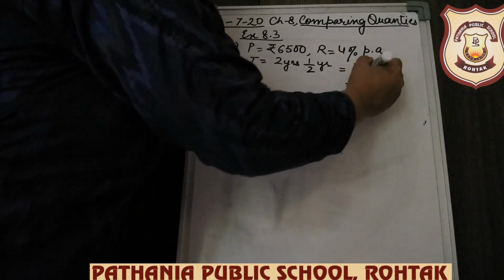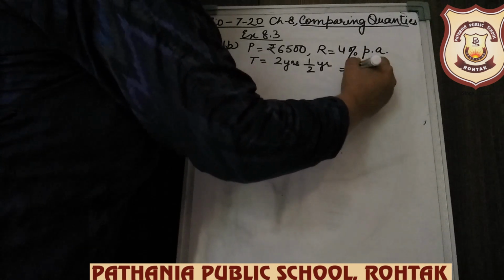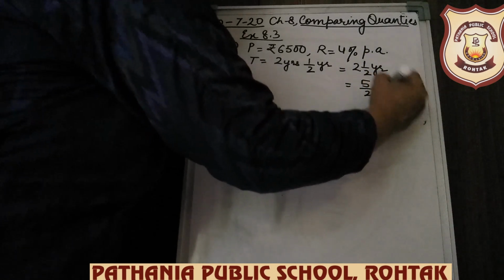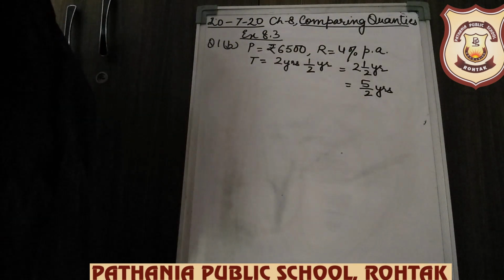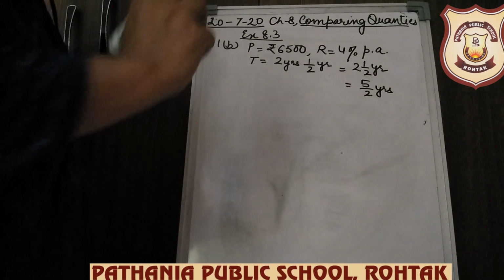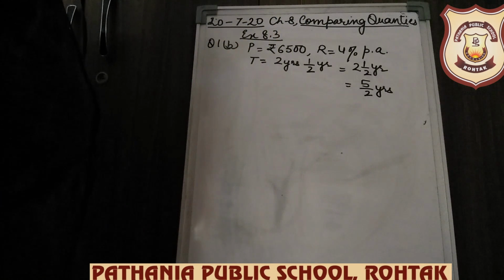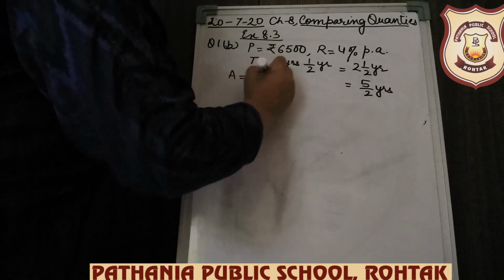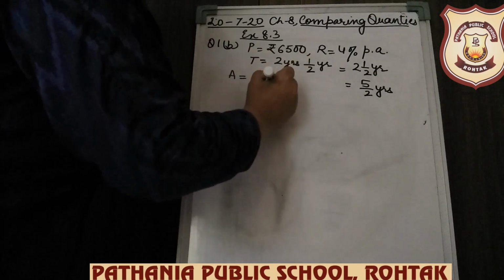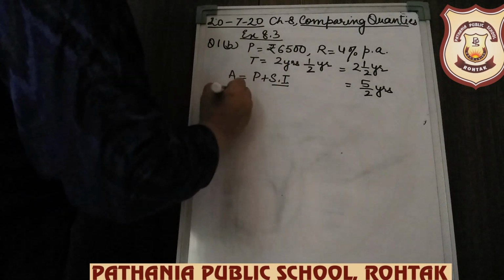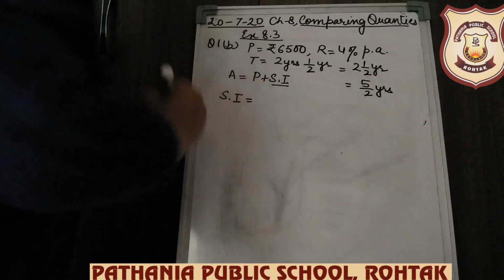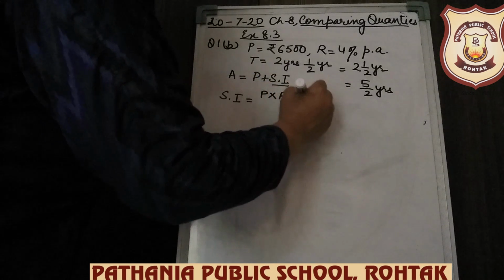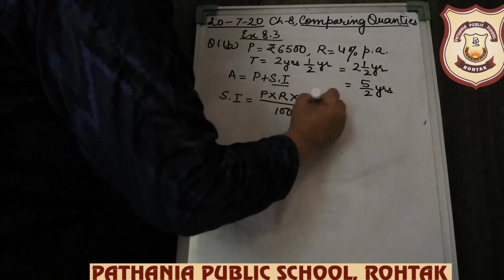So convert this mixed fraction to improper. 2 2s are 4 and plus 1, 5/2 years. This is the time. Is it clear to everyone now? You have to calculate the amount. So amount formula is principal plus SI. So you need simple interest. So first I will find out what is simple interest. So the formula is principal multiplied by rate multiplied by the time upon 100.